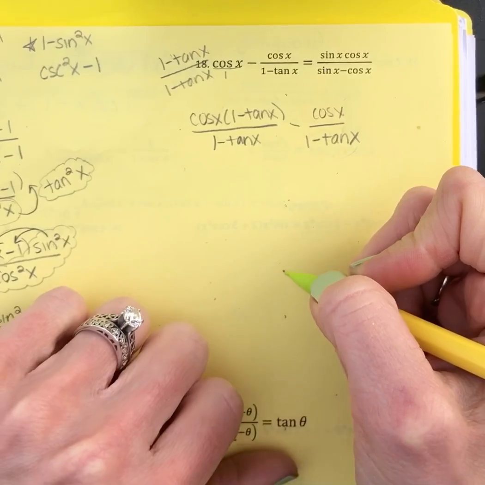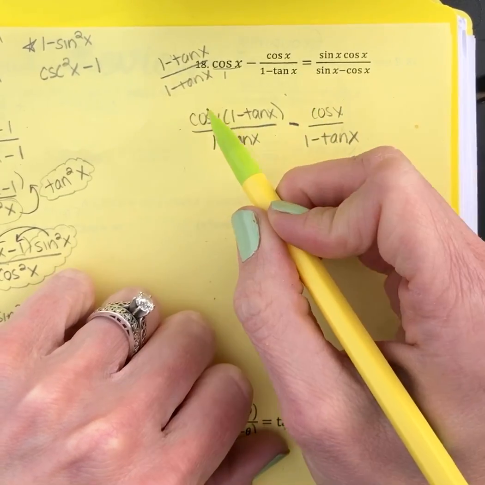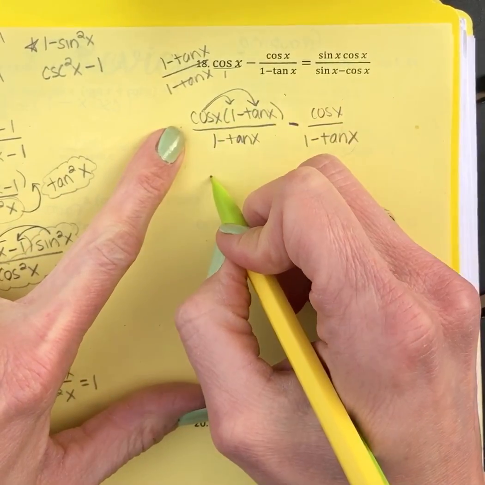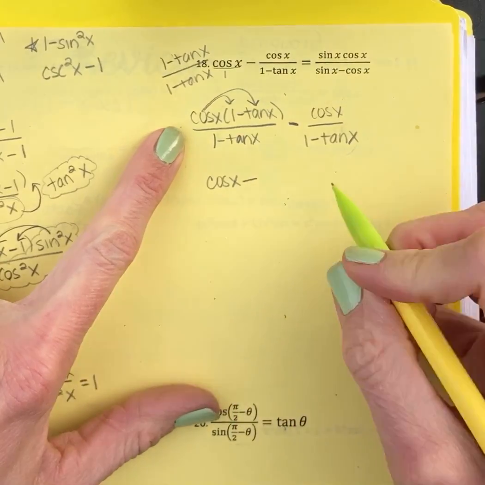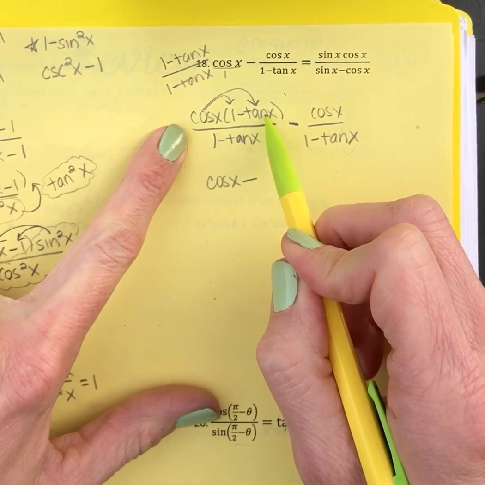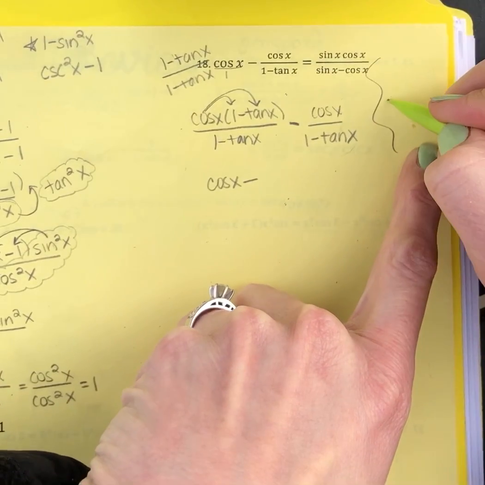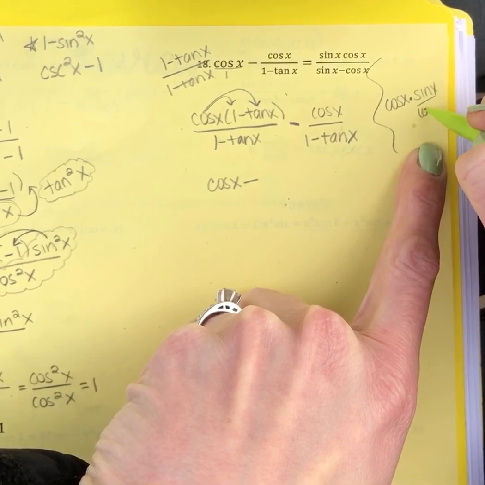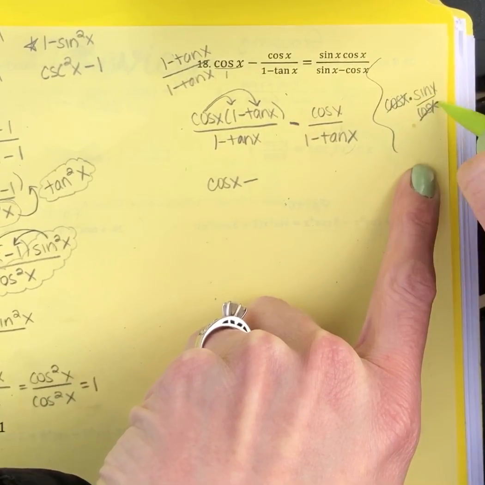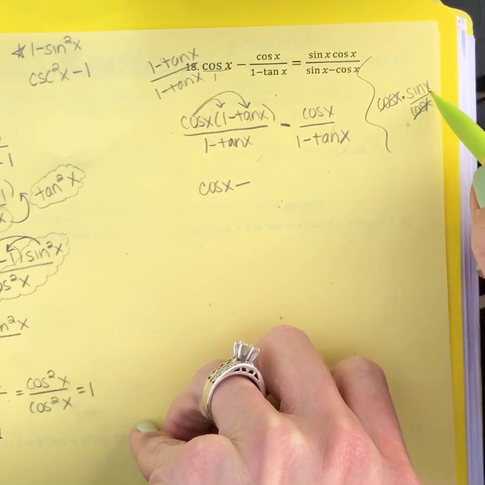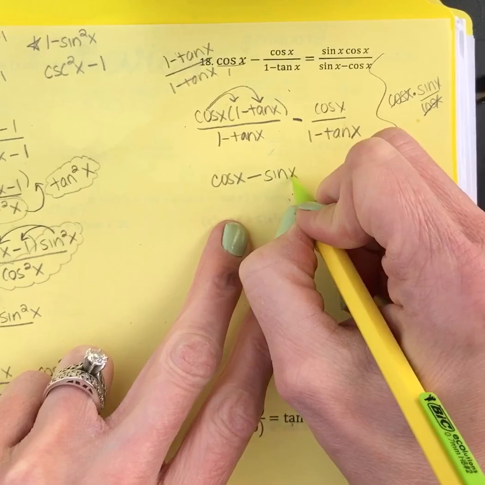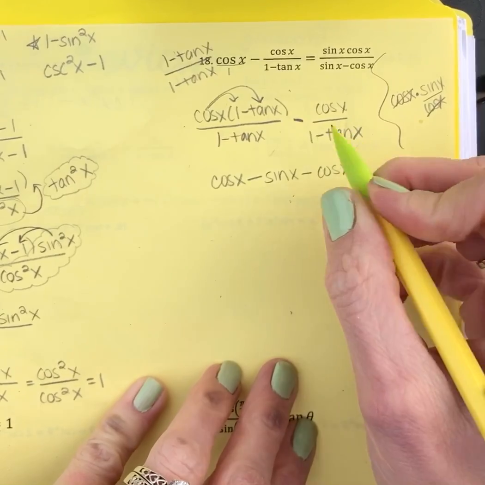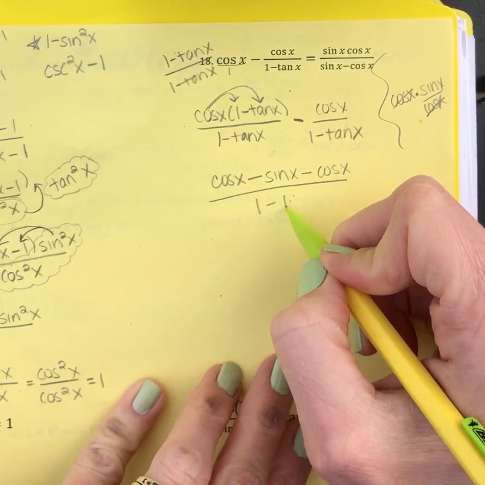All right, now, in order to subtract these, I know I'm going to need to distribute this cosine. So when I distribute this, I have cosine x minus, now think about cosine times tangent, right? Cosine times tangent, which is sine over cosine. The cosines divide out. So cosine times tangent is just sine. Now, minus cosine x, because I have that common denominator.